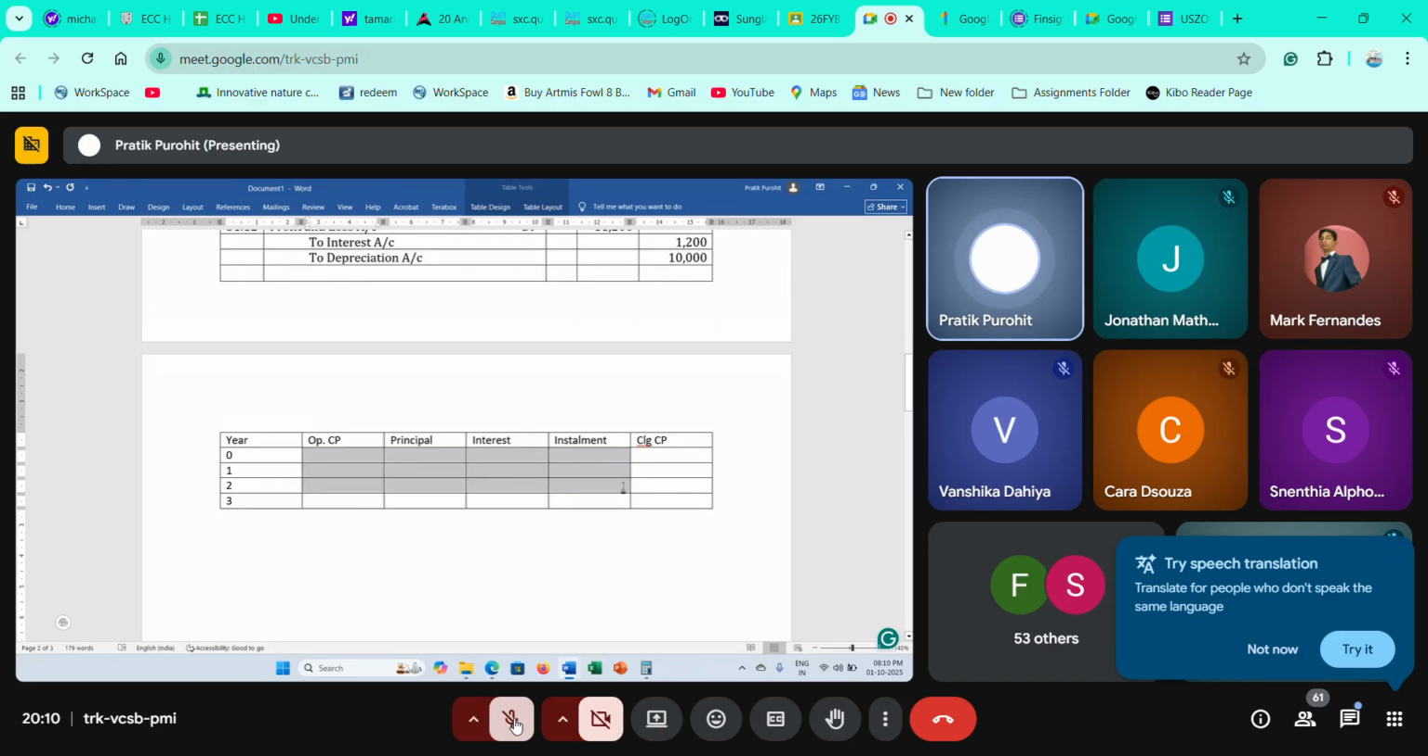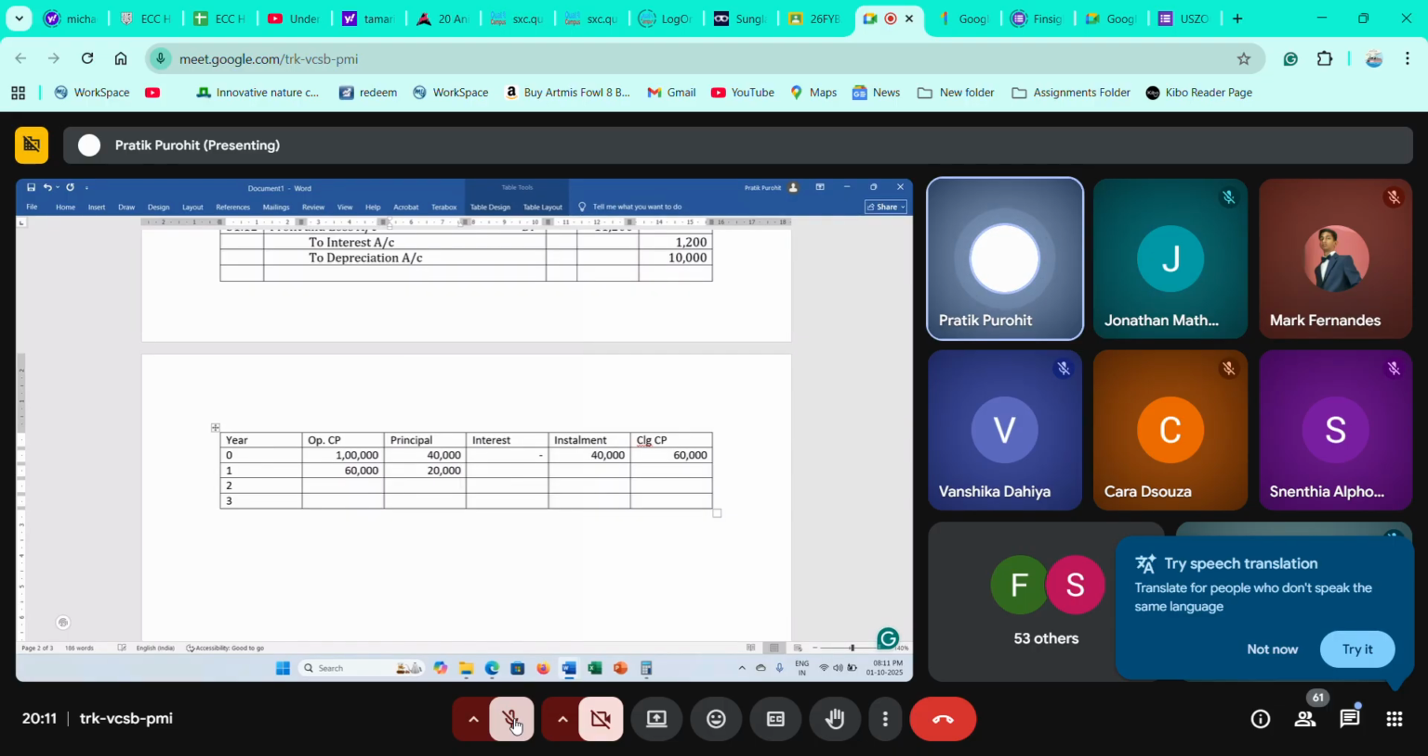Okay. So when we talk about opening, cash price is 1 lakh rupees. Agreed? So this is 1 lakh rupees, of which we are making a down payment of 40,000 rupees, which includes no interest. Correct? So closing cash price becomes 60,000. Now this closing cash price becomes opening of the next period. So 60,000 is the opening. Correct?